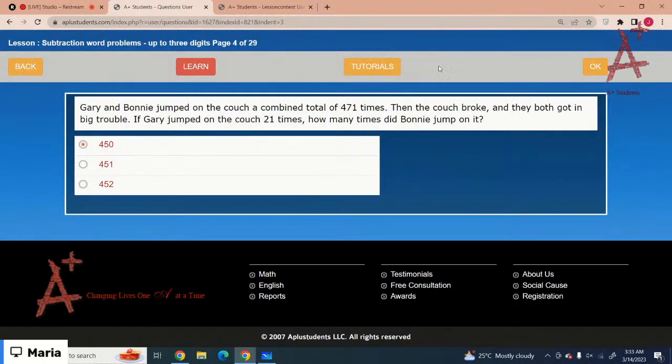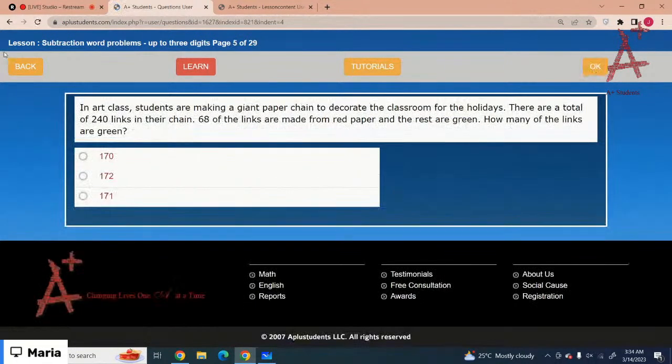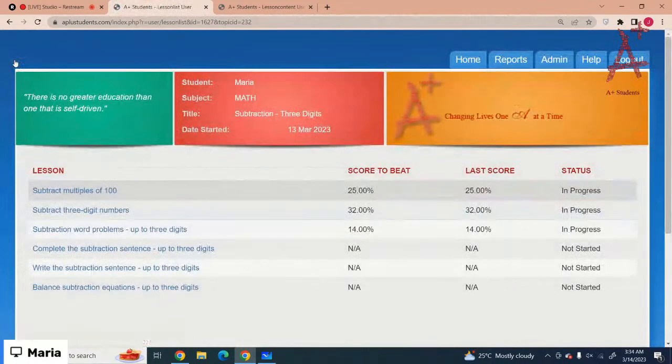Got it? Okay, you can complete the test by yourself later today. Let me just move on to the next lesson. The next lesson is complete the sentence. Complete the subtraction sentences up to 3 digits. Got it?